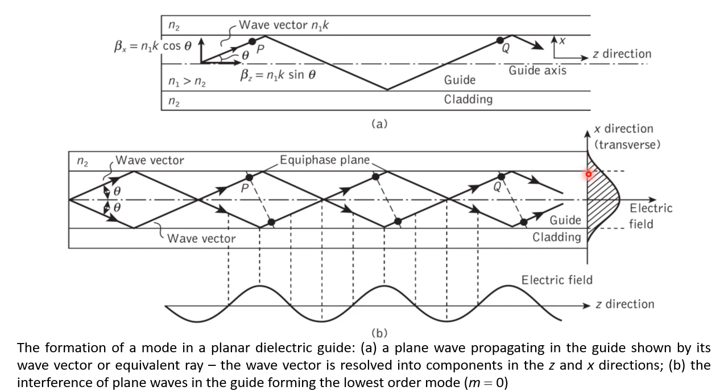That means all the power is not confined within the core. A small amount of power will be available in the cladding region also. Okay, and this power is coming because of the analysis we have performed using Maxwell's wave equation. In geometrical optics, there should not be any power in the cladding region. Okay.